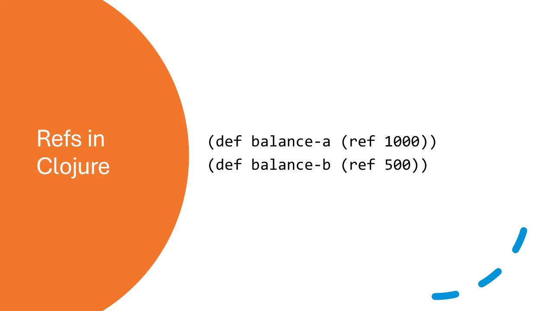Here are two references in Clojure representing account balances. The first one, balance A, starts with a value of 1000, and the second, balance B, starts with 500. These references are special mutable containers that hold immutable data, and they are used within transactions to ensure that any updates happen in a consistent way. Changes to these refs won't be visible until the transaction they're part of successfully commits, which helps manage concurrency without locks. This foundation lets us safely update shared state while avoiding common pitfalls like deadlocks or race conditions.